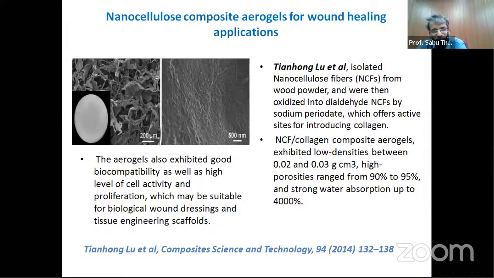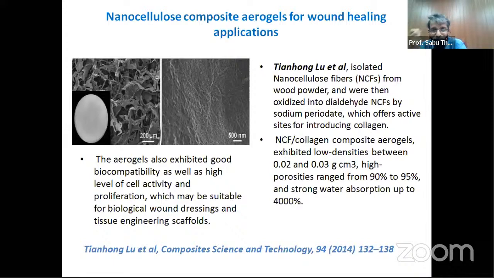Again, let me show you another work, from the Chinese group, Professor Lu and group. You know what they did? Professor Lu and group made nanocellulose from wood flour, wood powder. And then they did a small chemistry. They made nanocellulose collagen composites. Collagen is a very interesting material. And they made aerogel by freeze drying. All the chemists might know what freeze drying is.